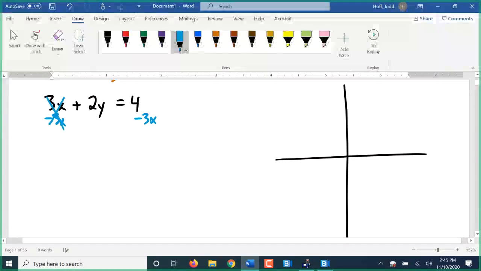So the 3x is gone. I have 2y there equals 4 minus 3x. Does somebody have a question?